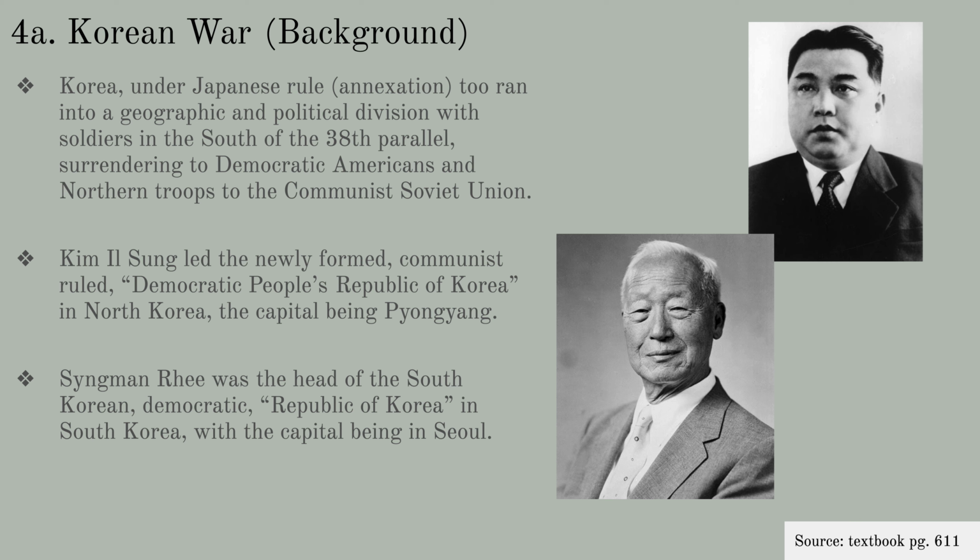4A, the Korean War, background. Korea was under Japanese rule, or an annexation, and it too ran into a geographic and political division, with soldiers in the south of the 38th parallel surrendering to democratic Americans and northern troops to the communist Soviet Union. Kim Il-sung led the newly formed communist-ruled, quote-unquote, Democratic People's Republic of Korea in North Korea, the capital being Pyongyang. And Syngman Rhee was the head of the South Korean Democratic Republic of Korea in South Korea, with the capital being in Seoul. The picture on the bottom left is Syngman Rhee, and the picture on the top right is Kim Il-sung.